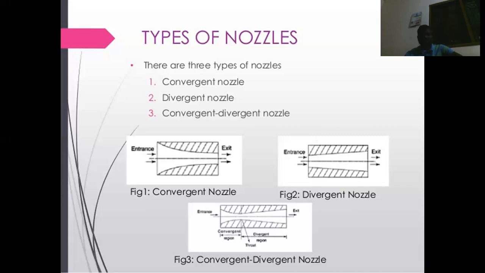In the convergent nozzle, what is happening? The entrance of the nozzle has the higher cross section, that means higher diameter. When it goes to the exit part, gradually the diameter of the nozzle is decreasing slowly. So you can see the shape of the nozzle from starting point to ending point in a converging manner. It is going to reduce from the entrance side to the exit side. So this is a convergent nozzle.